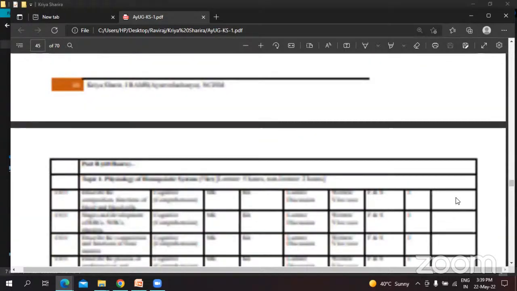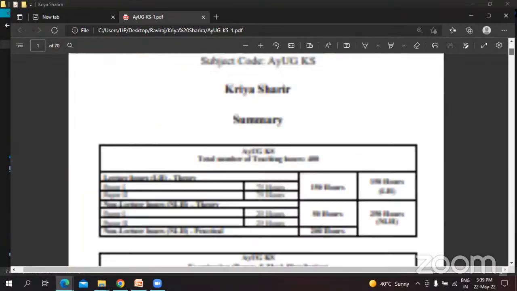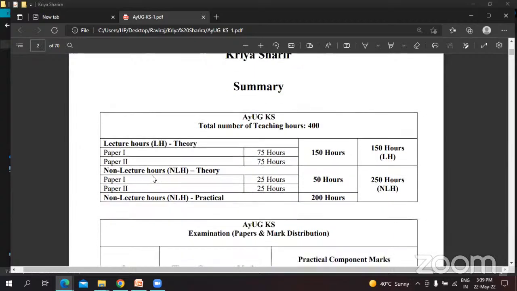Let me show that also to you. Just a moment. So I'm talking about physiology only, right? This. So can you see how many lecture hours are there? There are 150 hours, total hours. Can everybody see?